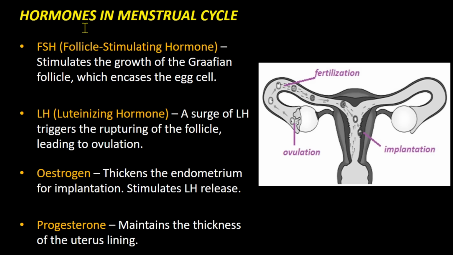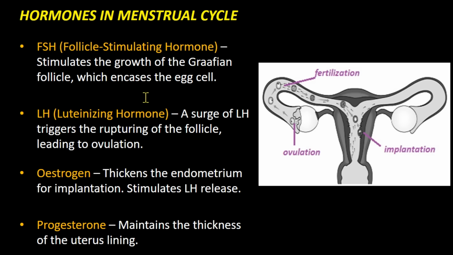There are many hormones involved in the menstrual cycle. The four main ones are FSH, LH, estrogen, and progesterone. Let's start with FSH, or follicle stimulating hormone. The egg cell is usually surrounded by a casing called a follicle or Graafian follicle. FSH stimulates the growth of that follicle, and this here would help to hold the egg cell before ovulation.